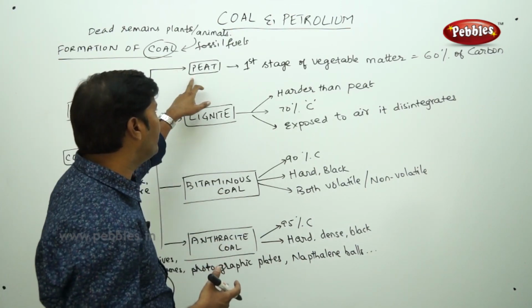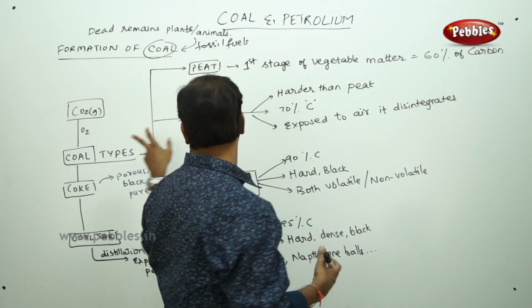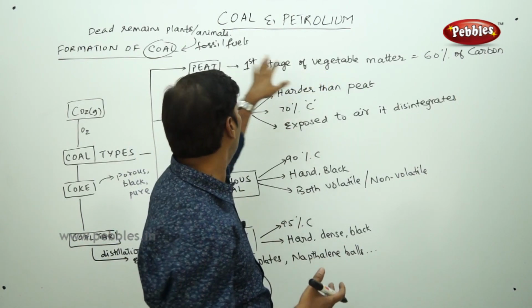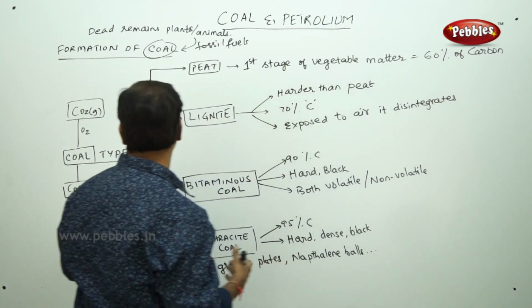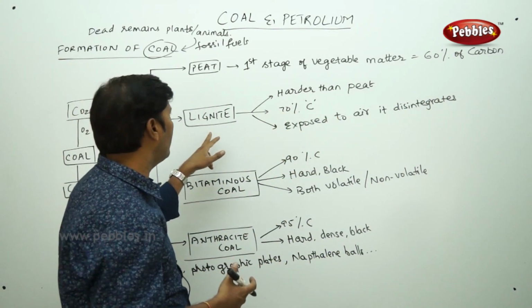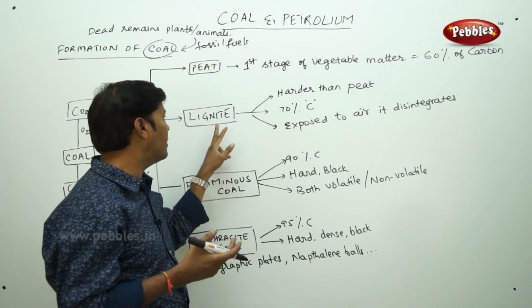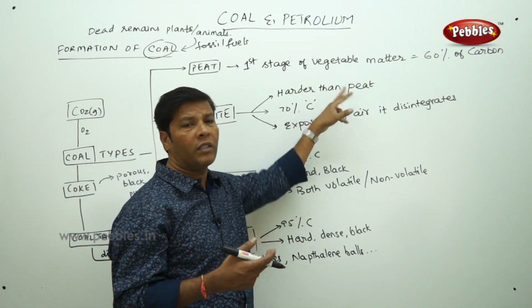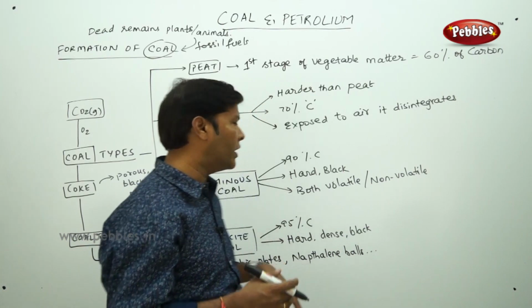Peat is the first batch. In the first stage of the decomposition of the vegetable matter, in the form of peat, it contains 60% of carbon. Then in the second batch, the vegetable matter contains 70% of carbon, which is harder than the peat, and when it is exposed to air, it starts disintegrating.